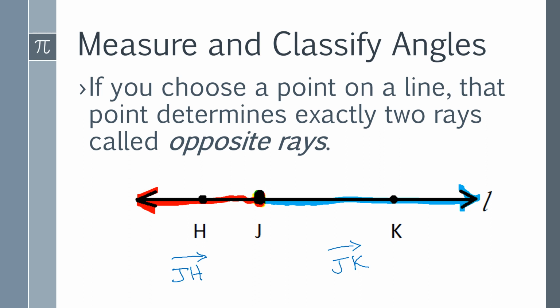It doesn't matter if the ray is pointing to the left. We always name it reading from left to right. So we name the endpoint first, in this case J, and then H.